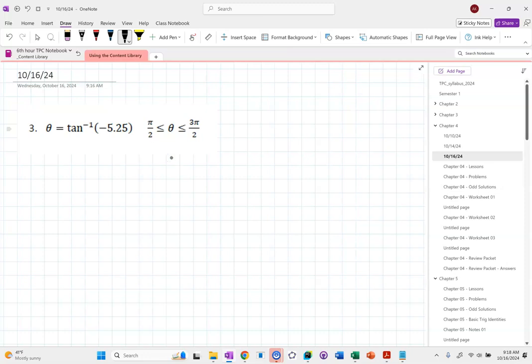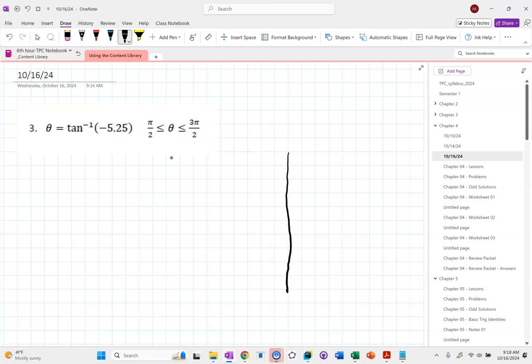Okay, so when I look at this problem initially, the first thing I'm going to do is look at the number inside of my inverse function to see if this is a unit circle problem or a calculator problem. When I see negative 5.25, as soon as I see a decimal that isn't 0.5, 0, or 1, I know it's going to be a calculator problem. Everybody cool? Okay, so to start a calculator problem, I'm going to draw a picture.